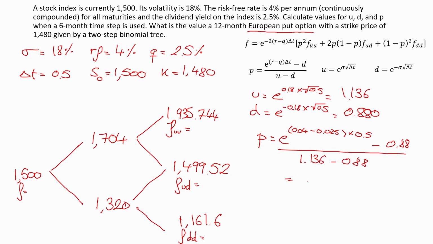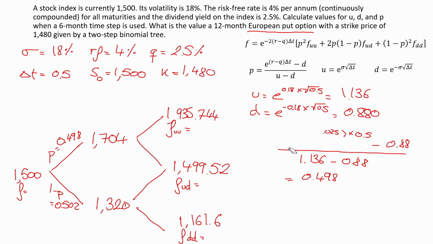And if you plug this into the calculator, we should get that P is equal to 0.498. So this is the probability of the value going up. And then the probability of the value going down is 1 minus P, which is equal to 0.502. Excellent.